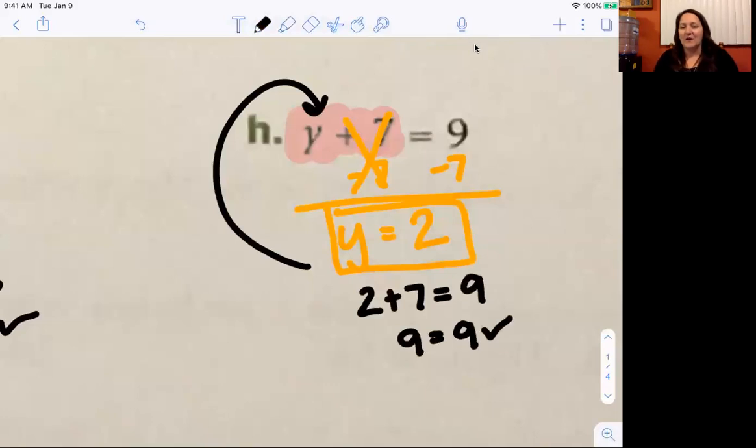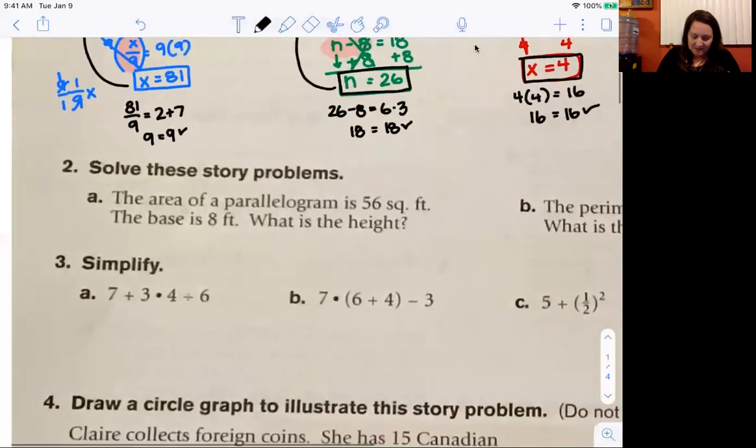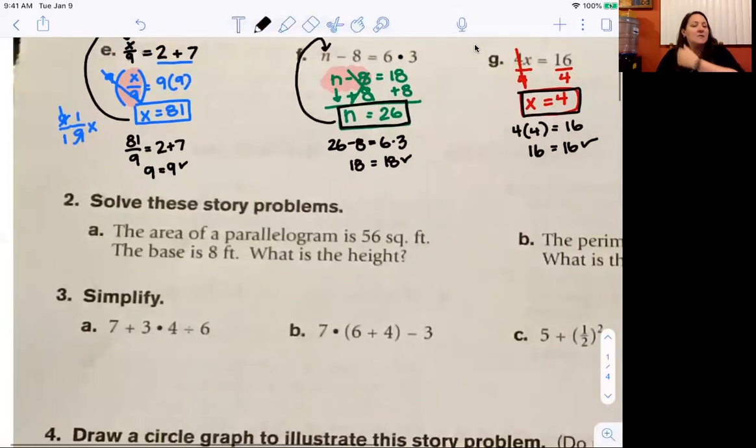Woohoo, we did it. We are on a roll. Okay. Now, let's solve these story problems. Number 2, the area of a parallelogram.